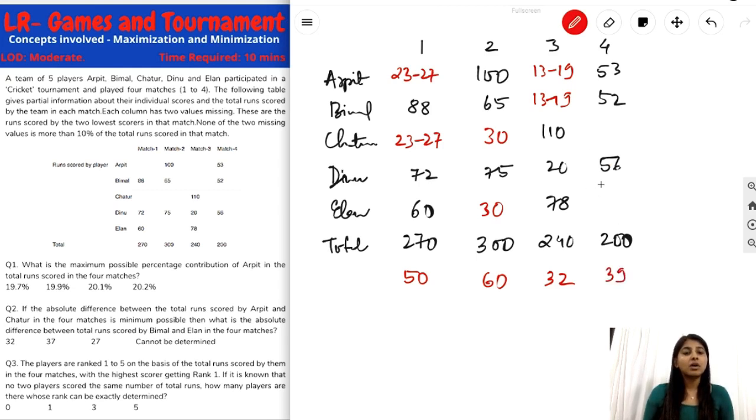Okay, now if we take 10% of 200, it will be 20, which means the highest that one of these two can have is 20. So if one of them has 20, the other will have 19, which means these are the two values that these two can have. That's it.